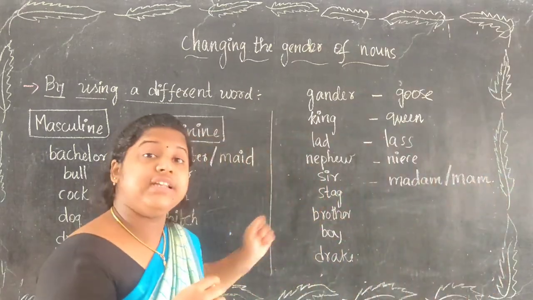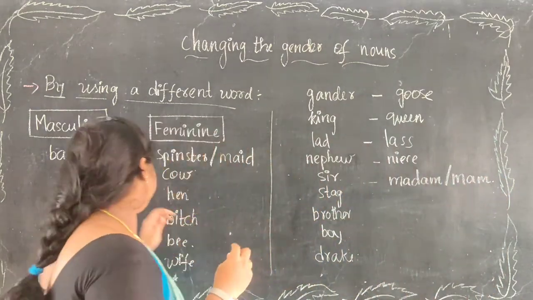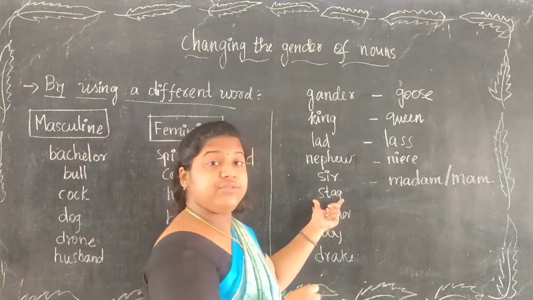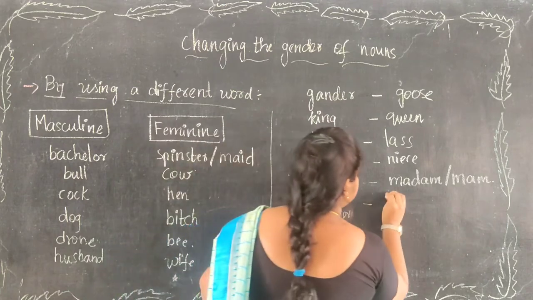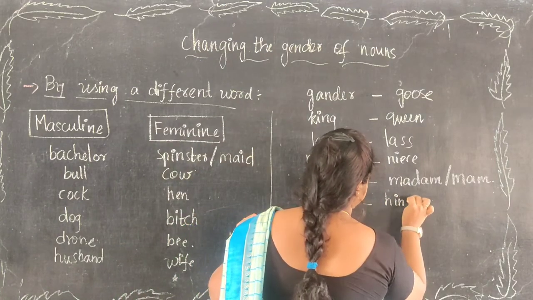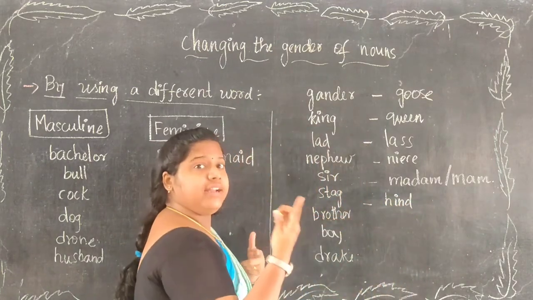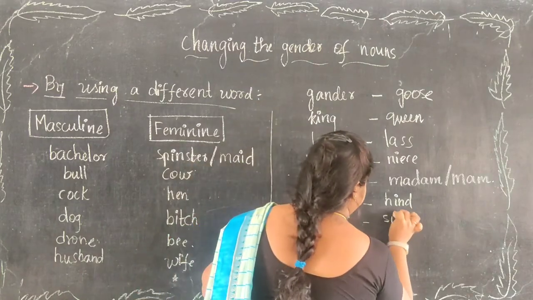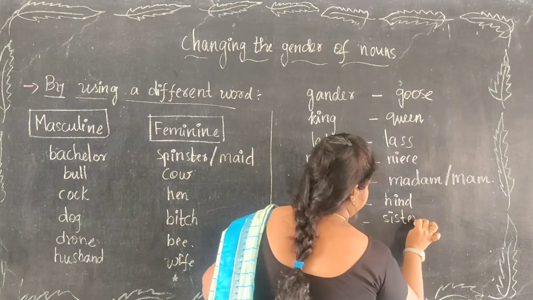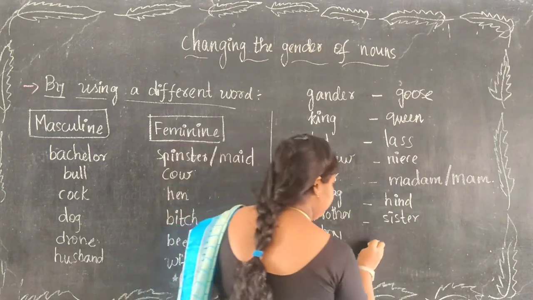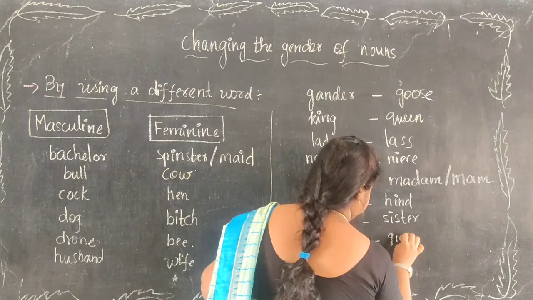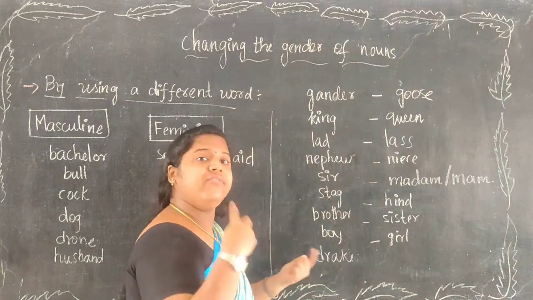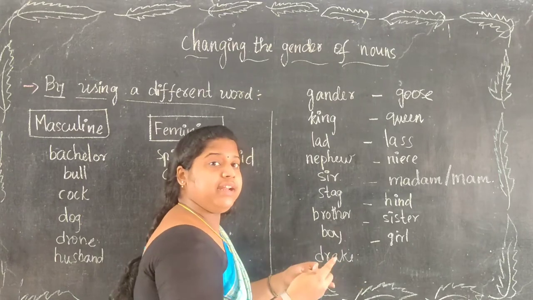And then, stag. What is stag? A male deer, and in feminine it is doe. Brother, sister. And then boy, girl. Drake is the male, and in the feminine we say duck.